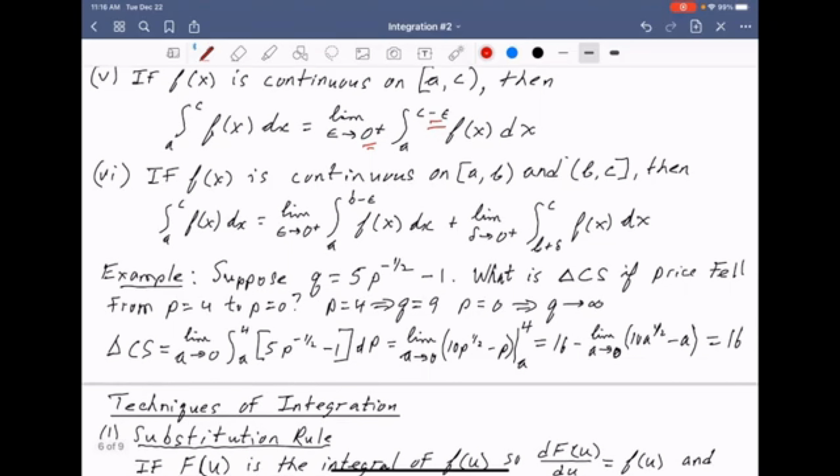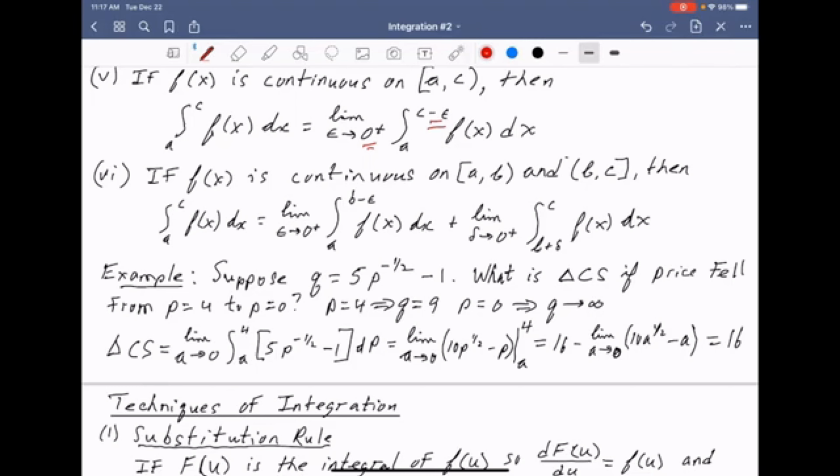Now, if f of x is continuous on the interval, closed on the a side, open on the b side, and then from the b side open to the c side closed, which means that at point b there's some kind of discontinuity in the function, then what we do is we integrate from a to c by simply setting up these two integrations: from a to b minus epsilon, where epsilon is driven to the limit 0, of f of x, plus, with some delta being driven to 0, the integral from b plus delta to c of f of x.